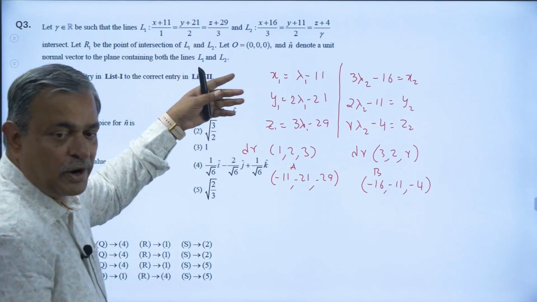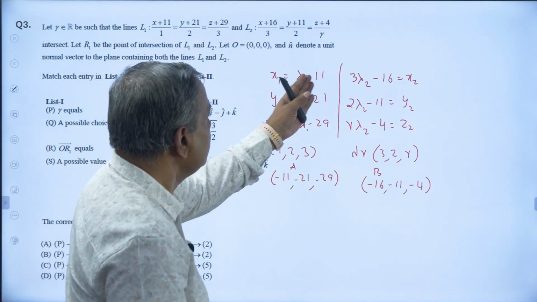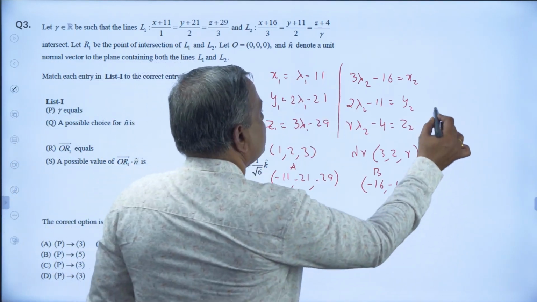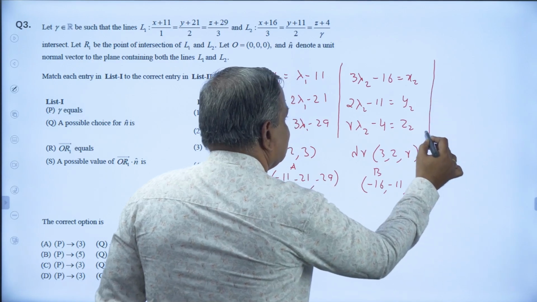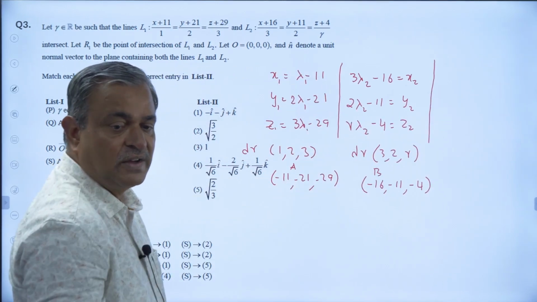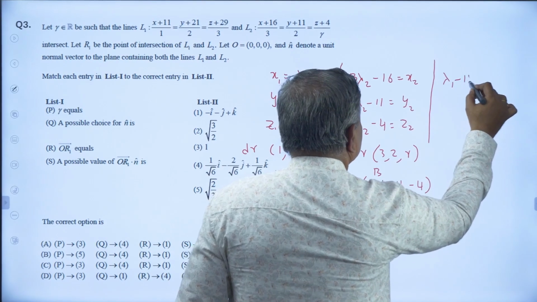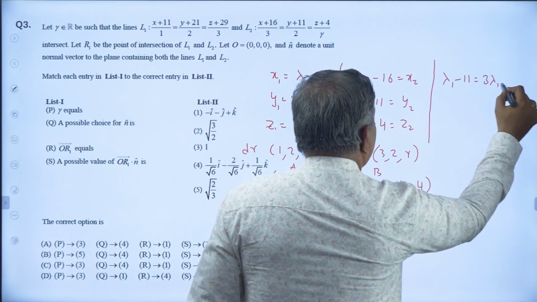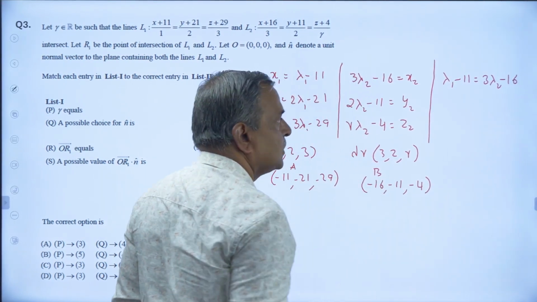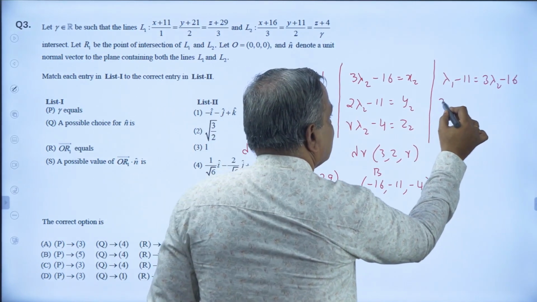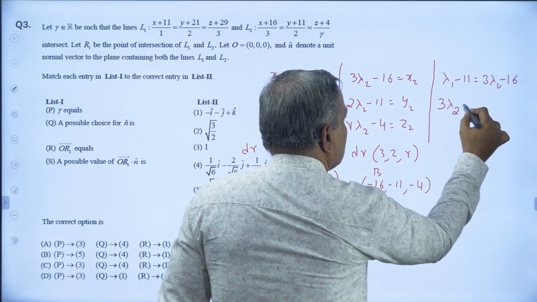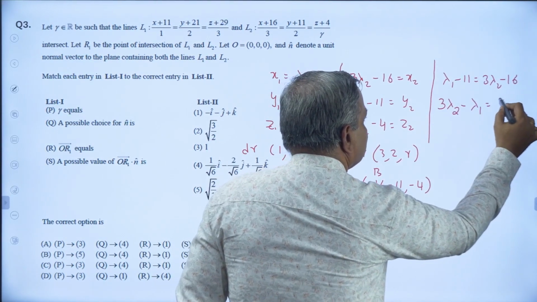What they are saying is that they intersect. Let R1 be the point of intersection. R1 is a point of intersection, which means these two are equal. If these two are equal, in the examination also you write like this, you never make a mistake. Lambda 1 minus 11 is equal to 3 lambda 2 minus 16. Or you can say 3 lambda 2 minus lambda 1 is equal to 5.